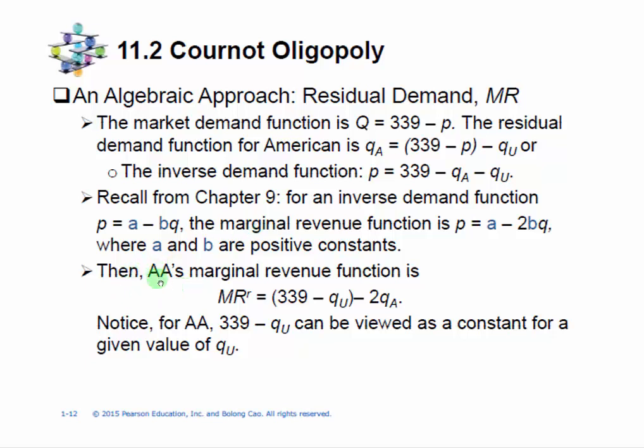Then for American Airlines, we actually assume QU is just another constant. So the intercept for the residual marginal revenue curve will be 339 minus this constant QU, then minus 2 times QA. The 2 comes from this double here, and QA just has 1 as coefficient, so 2 times 1 times QA in the marginal revenue function for American Airlines when it is facing this residual demand curve.